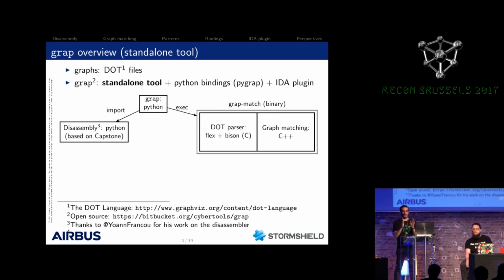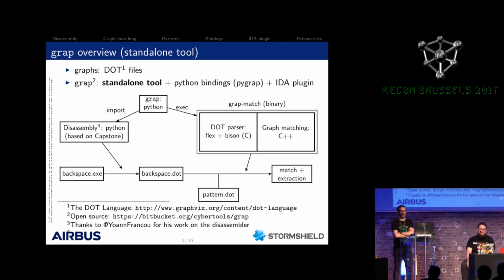GRAP has two main components. The first one is a disassembler that will take binaries and give you a dot file that is a graph representing the binary. It's coded with Python and it's based on Capstone. The other part of GRAP is a graph matching library that can parse dot files and then do the graph matching. This part is coded in C and C++.